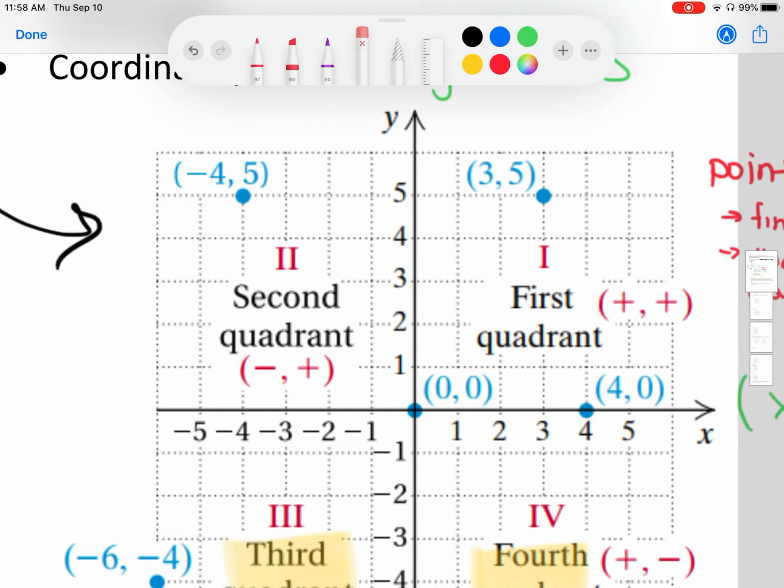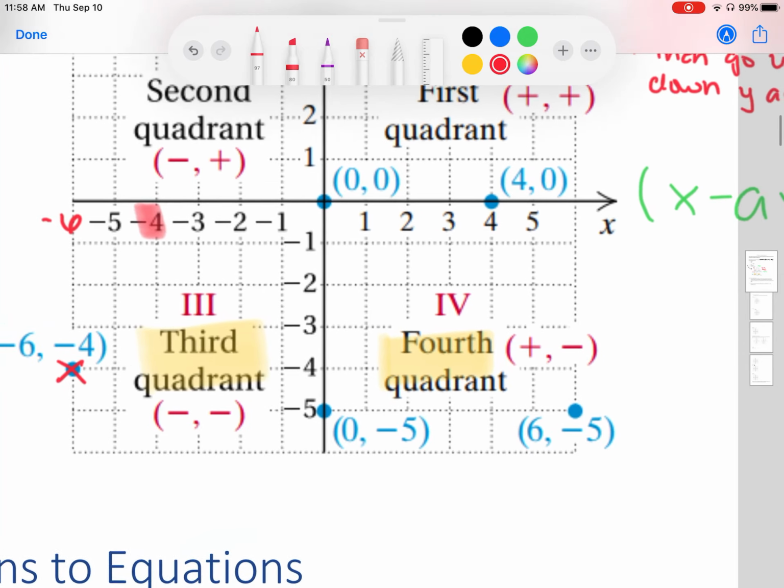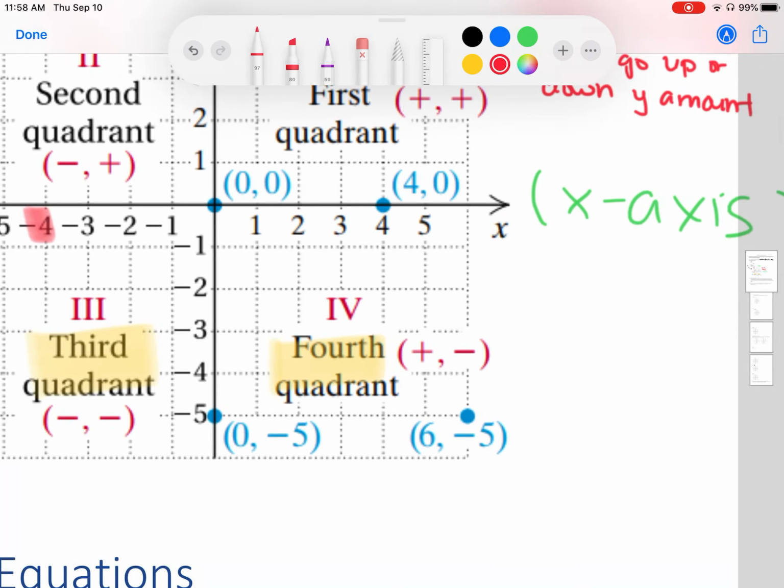Okay, we have negative 4, 5. We find our point negative 4 and go up 5 to create that point there. This other example, negative 6, 4, I find my point negative 6, then go down 4 to find that point. What about points along the axis, like 0, negative 5?